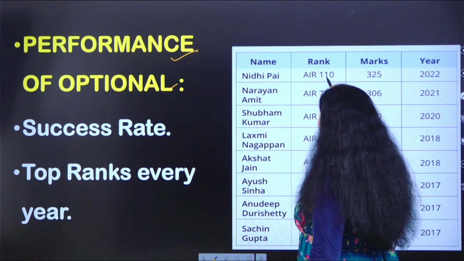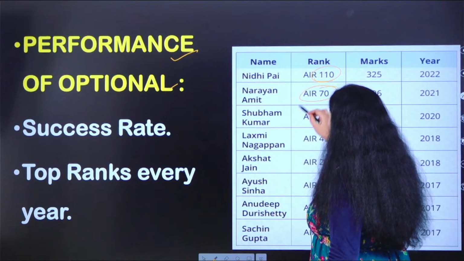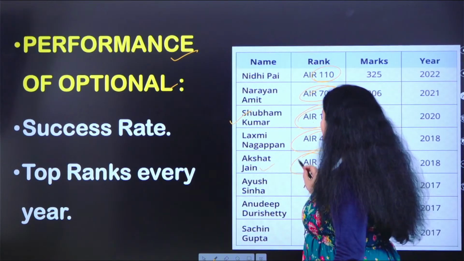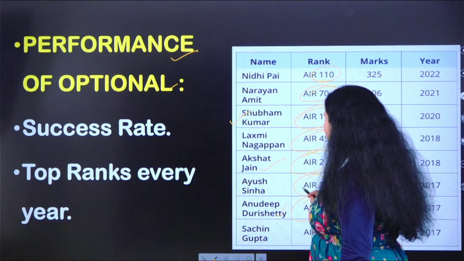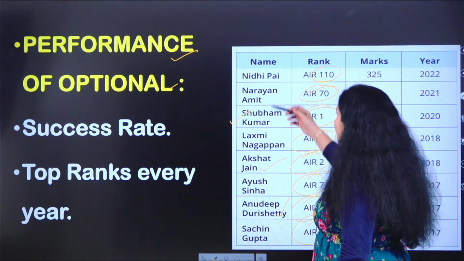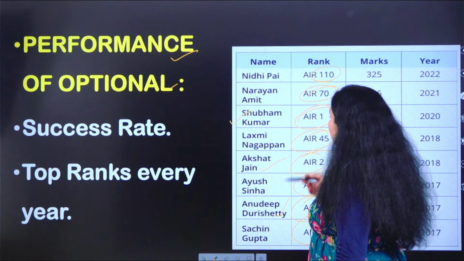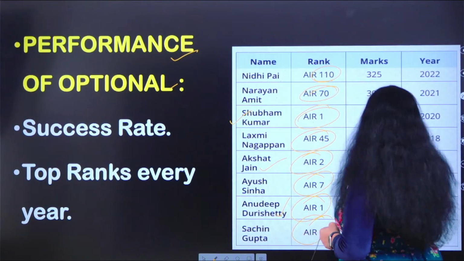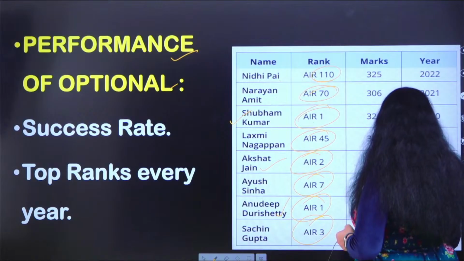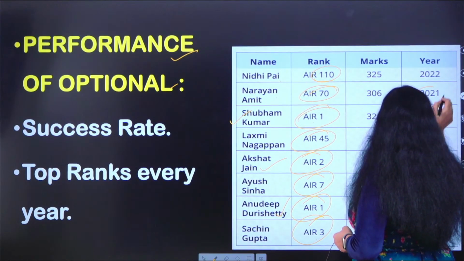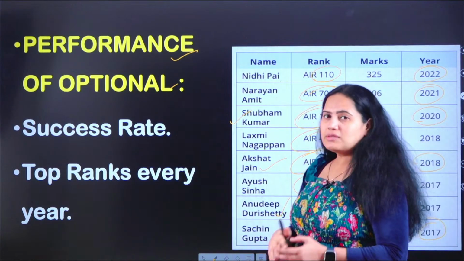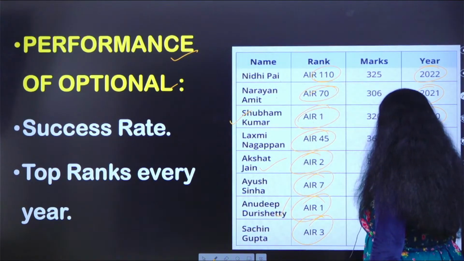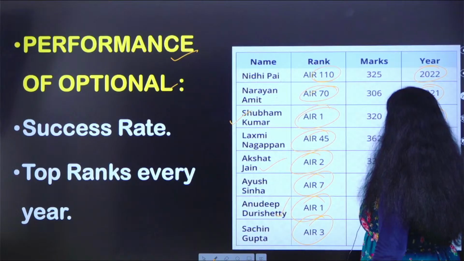Can you see here: All India rank 110, All India rank 70, All India rank 1 Shubham Kumar, All India rank 45, All India rank 2 Akshat Jain, All India rank 7, All India rank 1 Anudeep Durishetty, Sachin Gupta, All India rank 3. We see Nidhi Pai, Narayan, Amit, Lakshmi Nagappan, Akshat Jain, Ayush Sinha, Anudeep Durishetty, Sachin Gupta. Just look at their marks and the corresponding years. We see 2017, 2018, 2020, 2021, 2022 straight away. In consecutive years, you see the anthropology success rate, and all of their scores are more than 300 plus.